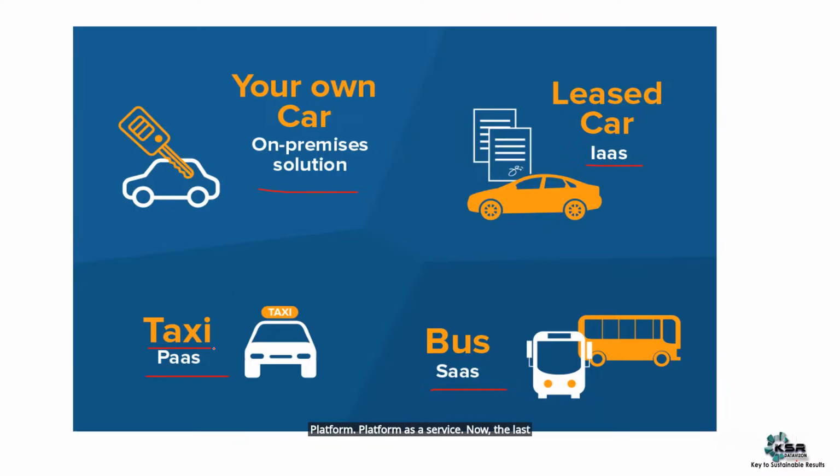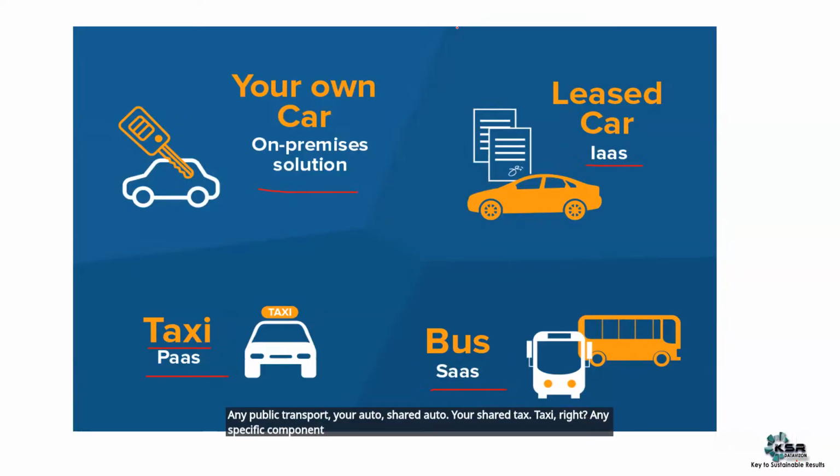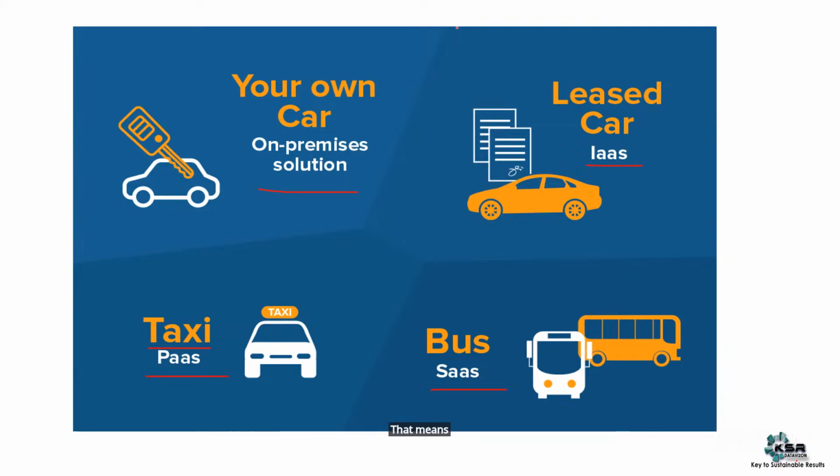Now, the last option is a bus, or even a shared taxi, right? Any public transport. A cab, you can call it public transport, but it is not pure public transport if you're individually using it. Whereas public transport means all other people can also sit together. It can be 1, 2, 3, or 10 members as well. So if you take an example of a bus, train, any public transport, shared auto, shared taxi, any specific component which is shared by multiple people, that means you are not getting infrastructure.